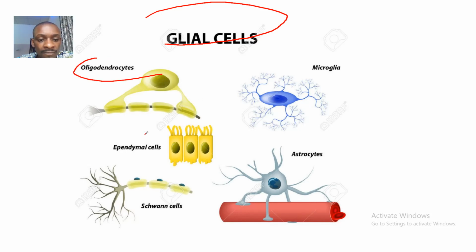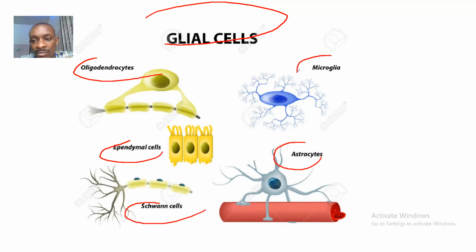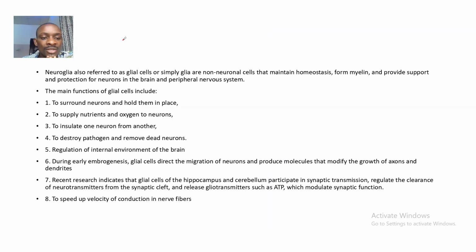We have the oligodendrocytes, the ependymal cells, the satellite cells, the astrocyte, and the microglia. Okay. The neuroglia, also referred to as the glial cells or simply glia, are non-neuronal cells that maintain homeostasis. Okay, they form myelin and provide support and protection for the neurons in the brain and the peripheral nervous system. So the main functions of the glial cells include what? To surround the neurons and hold them in place, to supply nutrients and oxygen to neurons, to insulate one neuron from another, to destroy pathogens and remove dead neurons, and regulation of the internal environment of the brain.